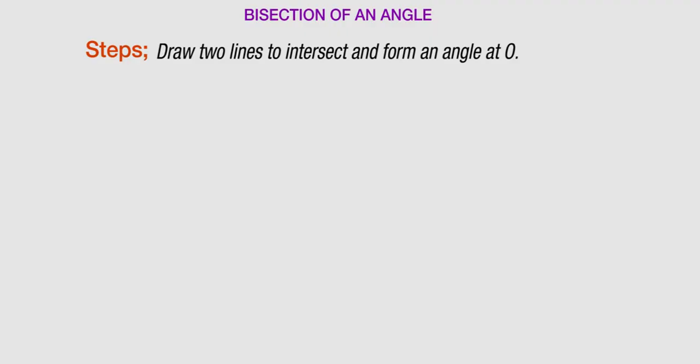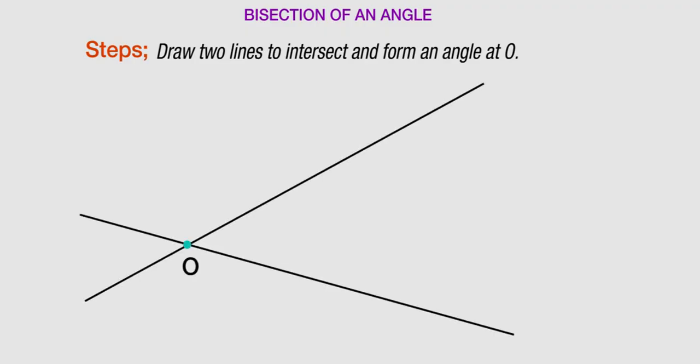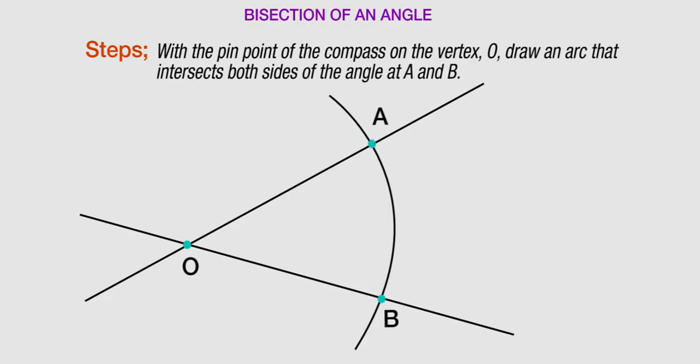Good. Now let us look at the bisection of an angle. Here are the steps. 1. Draw two lines to intersect and form an angle at O. With the compass point at the vertex O, draw arcs that intersect both sides of the angle at A and B, as shown.